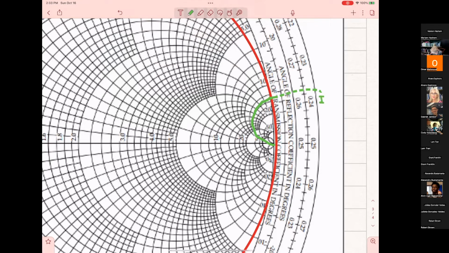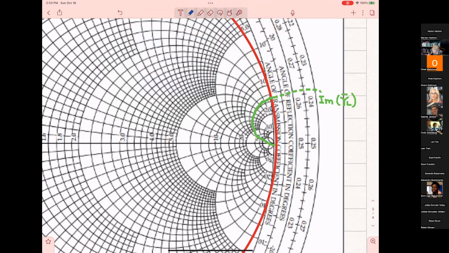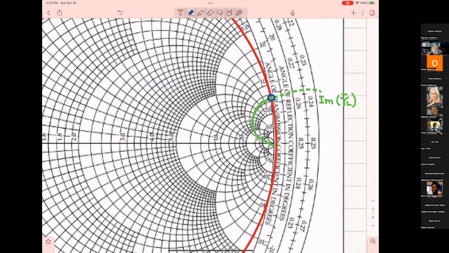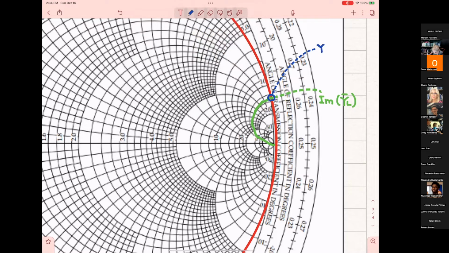Imaginary part of YL normalized. And then the intersection between the green and the red, this one here, gives me the normalized Y-Sabel. So that is the first step on the Smith chart.